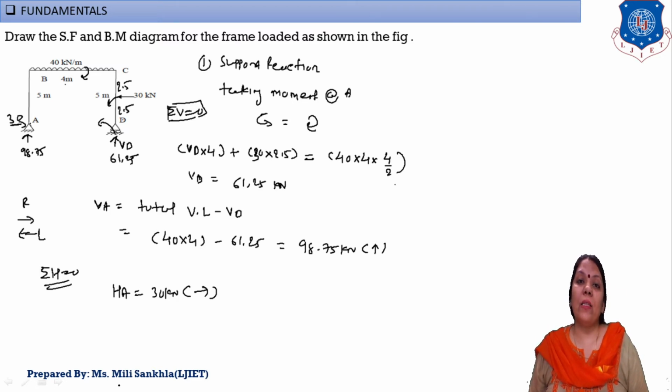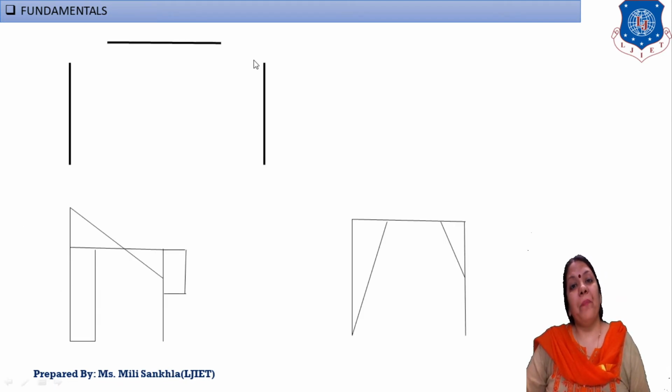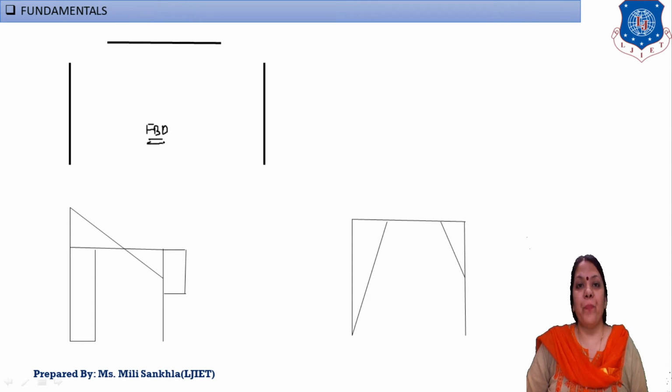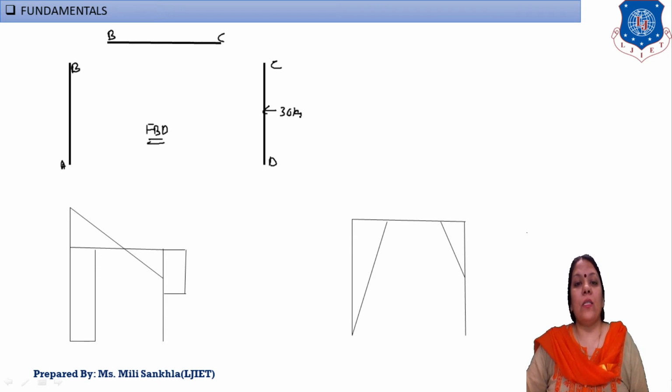Now it's turn to balance the internal members, and this we do by free body diagram. So next step, draw the free body diagram. First of all mention here this one is our FBD, that means free body diagram. One by one give the notation: A point, this one is our B point, C point, and this is our D point. Now one by one the forces are given here, 30 kilonewton is given.